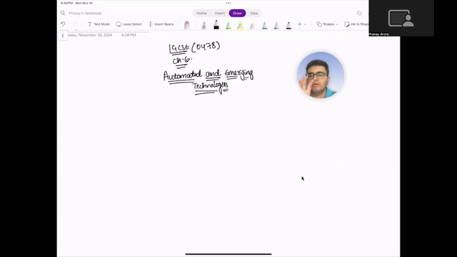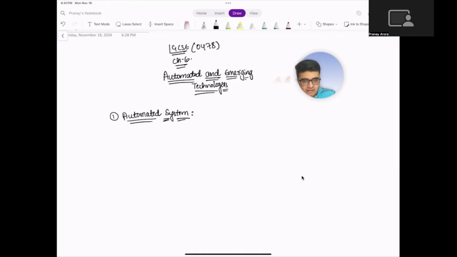Let's understand what you need to learn here, right? Starting with the first thing, as the name of the chapter says, automated and emerging technologies. It starts with automated. First, we want to understand what an automated system is. I always encourage my students to make their own definitions, right? Obviously, it should have the technical key terms. However, you should make your own definitions instead of cramming up what's there in the book. So, if you think about it, an automated system is a system that will be automatic, right?